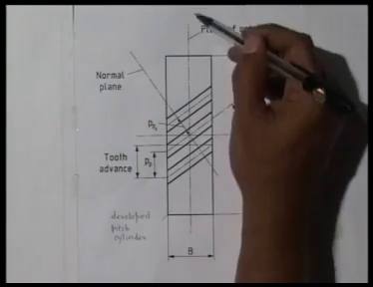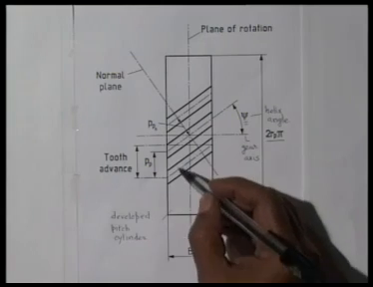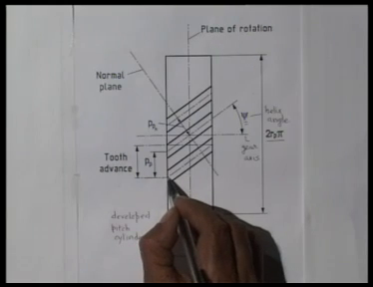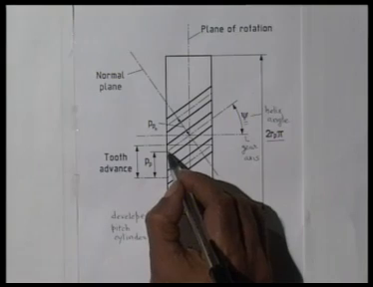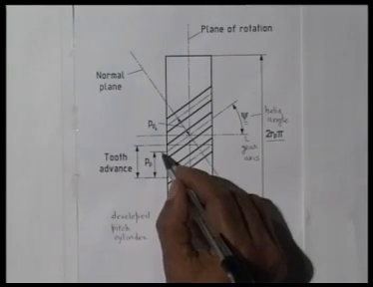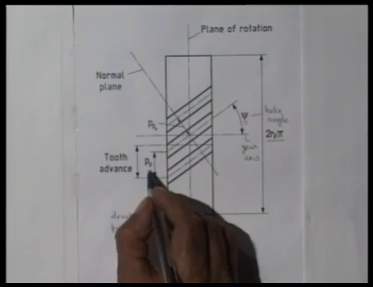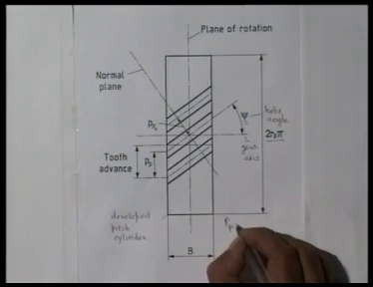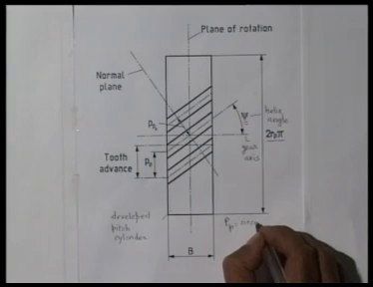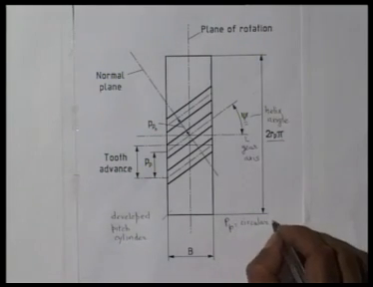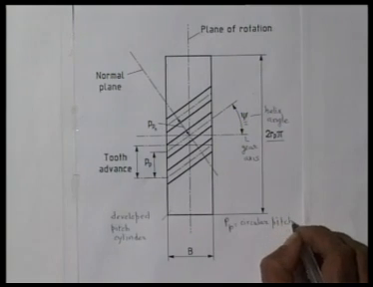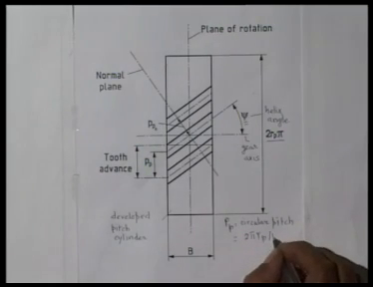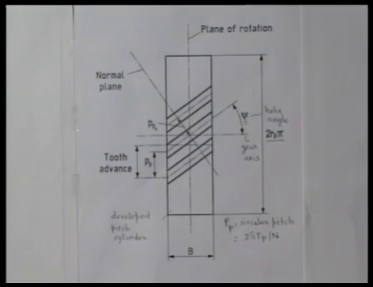This line represents the plane of rotation. If we measure the distance between identical points between two adjacent teeth, suppose I consider this point on this tooth and the identical point on the adjacent tooth, that is here, the distance measured along this pitch circle is what we call circular pitch. This we have done earlier even for spur gears. PP is circular pitch, which is 2 pi rp divided by the number of teeth, where rp is the pitch circle radius.